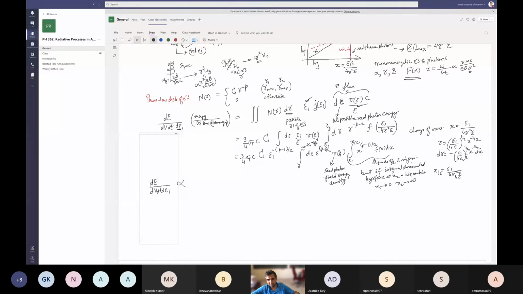So this is for example, CMB and whatnot. But the point is, this is proportional to epsilon 1 to the minus p minus 1 by 2. If you recall, our synchrotron spectrum was proportional to nu to the minus p minus 1 by 2. Almost the same dependence on the power law distribution of the electrons. And there is a physical reason for that as well, which I'm going to highlight.